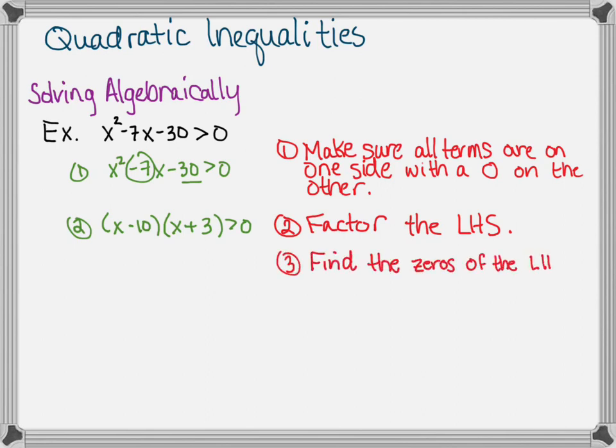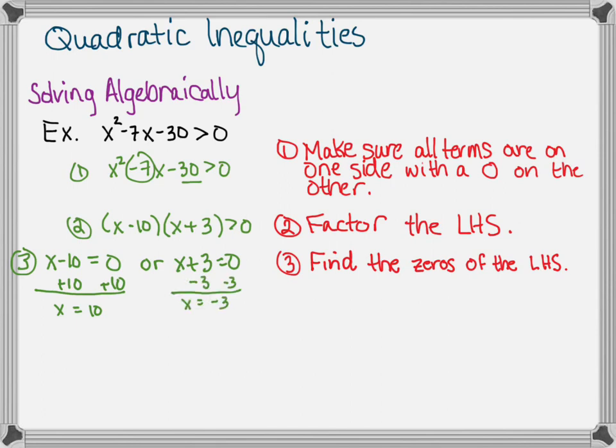Third, let's find the zeros of the left-hand side. And we can do that using the zero product property. So I will set each of my factors equal to 0. X minus 10 equals 0, or x plus 3 equals 0. For the first equation, let's add 10 to both sides and we get x equals 10. For the second equation, we'll subtract 3 from both sides and get x equals negative 3. So my two zeros are negative 3 and 10.